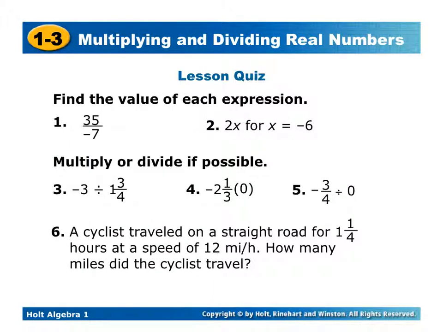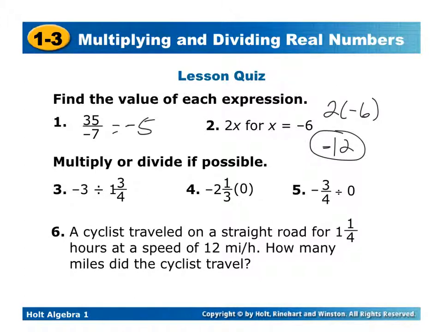So now I want you to pause the video and try the lesson quiz. Try each of these problems and then check how you did at the end of the video. 35 divided by negative 7. So we're going to do 35 divided by 7. It's going to be 5. They have different signs, so it's negative 5. 2 times x, for x is negative 6, becomes 2 times negative 6. 2 times 6 is 12. A positive times a negative is negative 12.